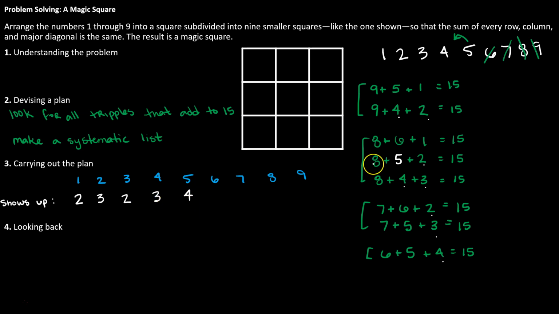The number 6, let's see all the places 6 shows up. 1, 2, 3 times. The number 7, 1, 2. That's 2 times. The number 8, 1, 2, 3 times. And the number 9, twice. So looking at our table, we can see that 5 is the most popular number.